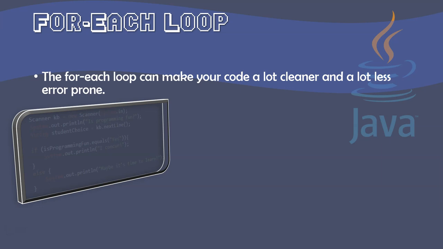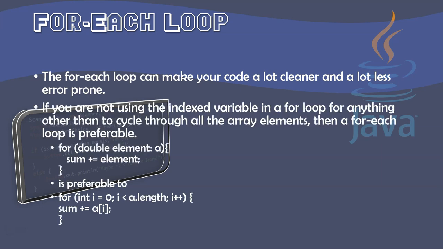The for each loops that we're looking at right now can make your code a lot cleaner and a lot less error prone because you have less moving parts. You don't have three independent components of that for loop that you have to manage. You only have one. Now, if you're not using the index variable in a for loop for anything other than to cycle through all the array elements, then a for each loop is very preferable.